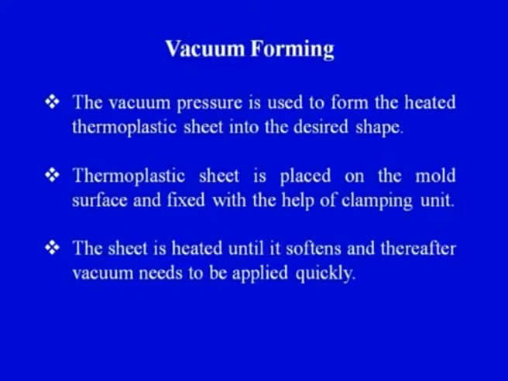The thermoplastic sheet is placed on the mold surface and fixed with the help of a clamping unit. The sheet is heated until it softens, and thereafter vacuum needs to be applied quickly. So first the sheet is heated and then a vacuum is applied to deform the sheet according to the desired shape. Let us try to understand this with the help of a diagram.